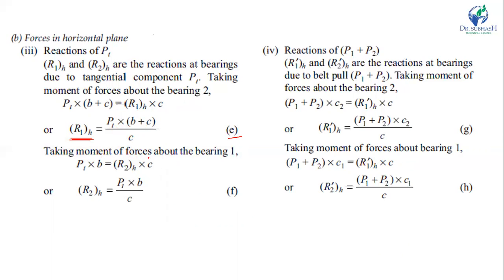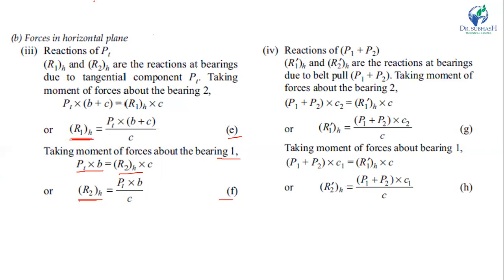Similarly, taking moment of forces about the bearing 1, PT into B is equal to R2H into C. Therefore R2H, the horizontal reaction at bearing 2, is PT into B by C. So you can find the R2H from this equation F.